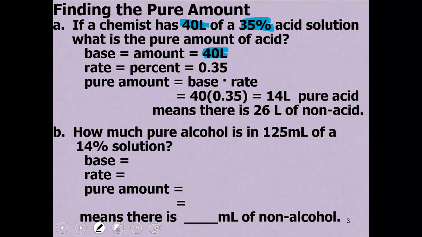All you do is take base times rate, and you get 14 liters of pure acid. That means that you have 26 liters of non-acid, all right? Some kind of filler liquid. Maybe it's water. Maybe it's some other kind of hydrogen peroxide. I don't know. You don't want to explode anything, but all right? So you try B real quick. Hit pause and come back and try B real quick.